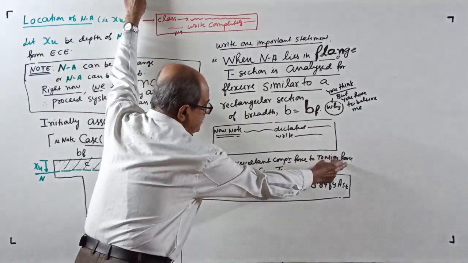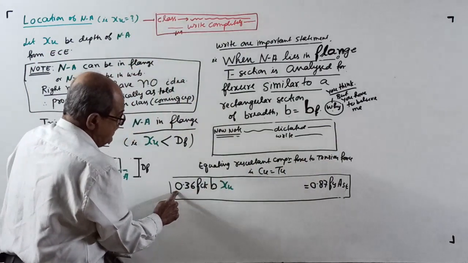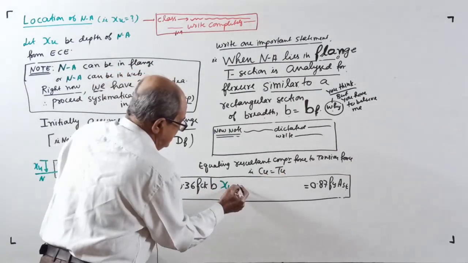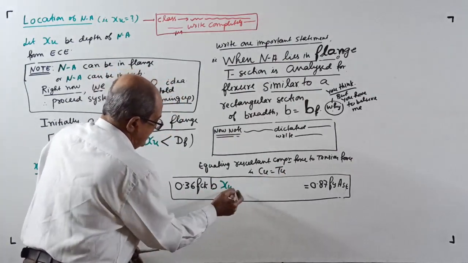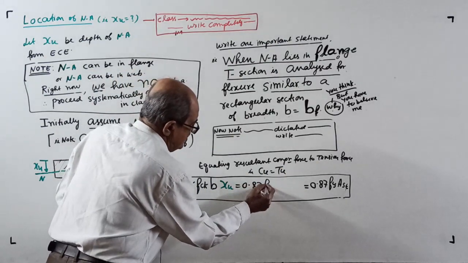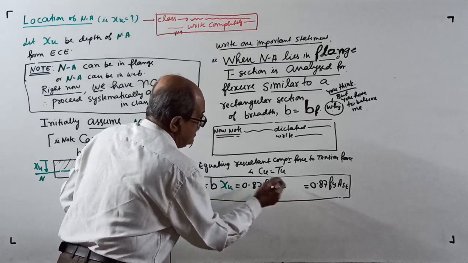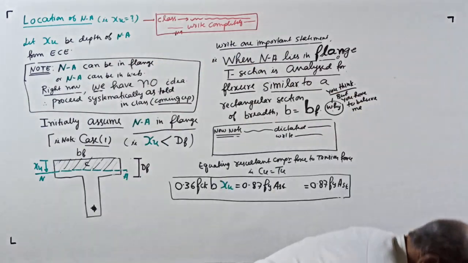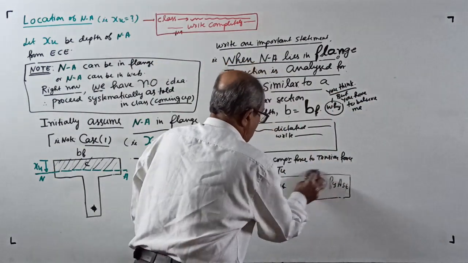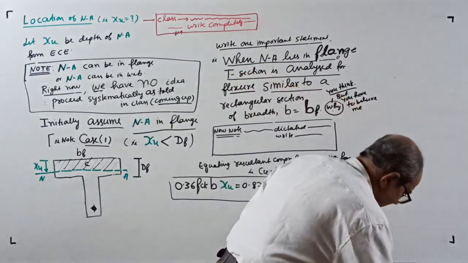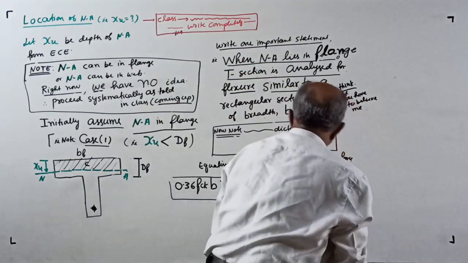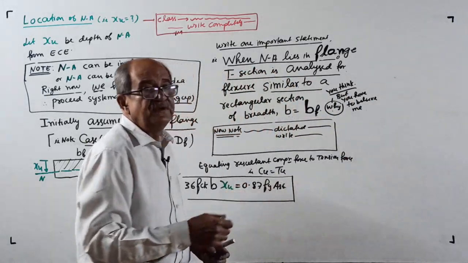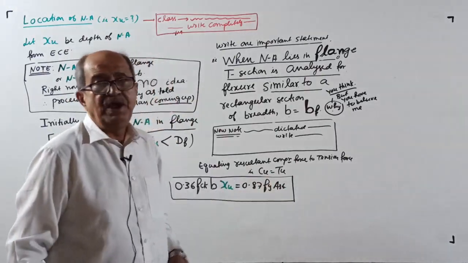Equating resultant compression force to tension force, Cu equal to Tu: 0.36 fck into b into xu equal to 0.87 fy into Ast. You can remember one thing: whether it is a singly reinforced rectangular section, a doubly reinforced rectangular section, a T section with neutral axis in the flange, or a T section with neutral axis in the web, whether it is type A or type B, the right hand side is always the tension force, 0.87 fy into Ast.